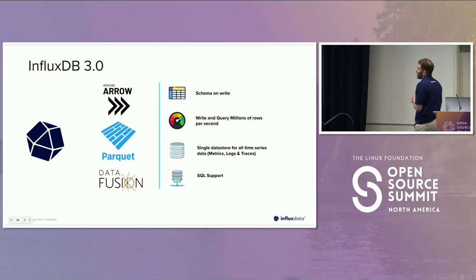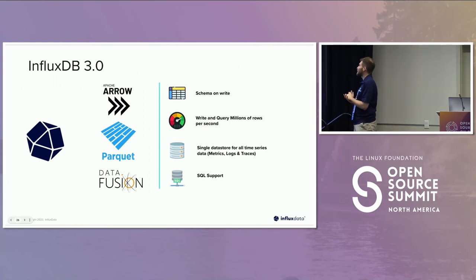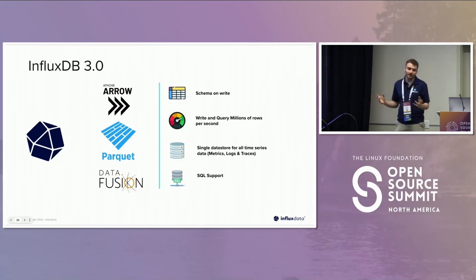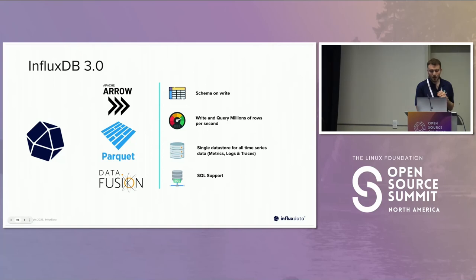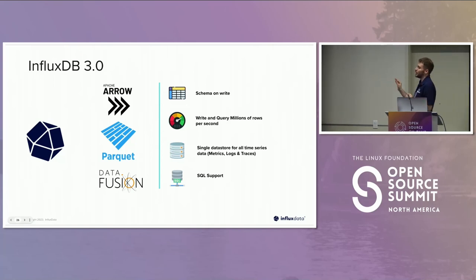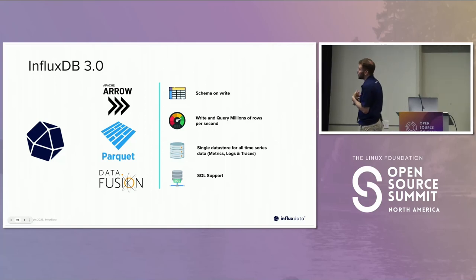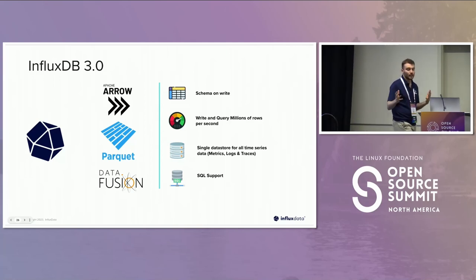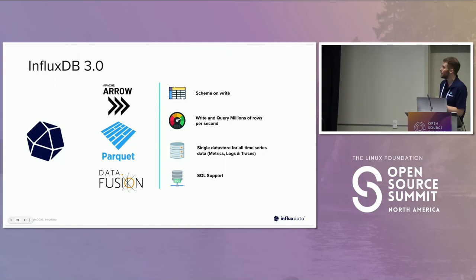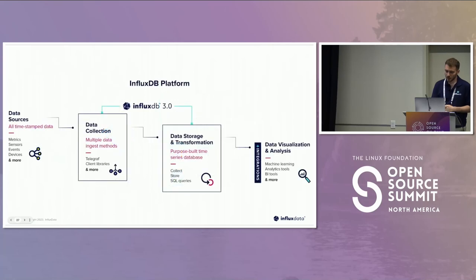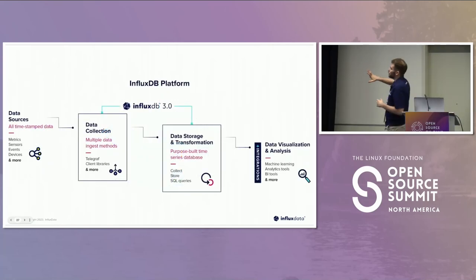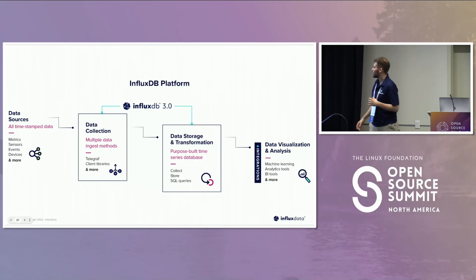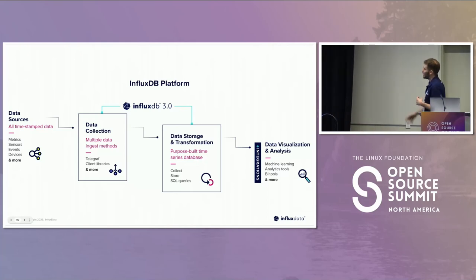We can query and write data on the leading edge of millions of rows per second, since we're using a columnar store. We can be a single database for metrics, logs, and traces, which I'll show you in a minute within the demo. And we now support SQL with the new InfluxDB 3.0. So if you are a SQL user, you don't have to worry about learning a new query language. You can use SQL directly within InfluxDB. And this is just a quick bird's eye view of the flow of InfluxDB 3.0 from data collection, to data storage, and data visualization.